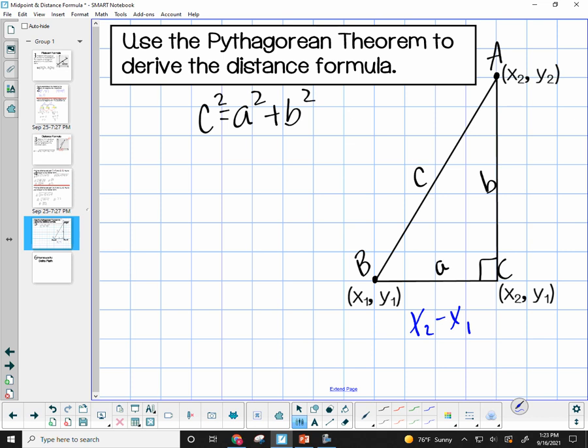Let's think about that then for the y values. For this vertical side here, I can do the same thing for my y's, right? Take the largest y value, subtract the smallest. So y2 minus y1 would give me the length of side B. Is that idea okay? So let's plug that into the Pythagorean theorem. So c squared is still there, c squared equals, instead of a, I can express it as x sub 2 minus x sub 1. So I have the quantity of x sub 2 minus x sub 1 squared plus, now I can think about side B. B can be expressed as y sub 2 minus y sub 1.